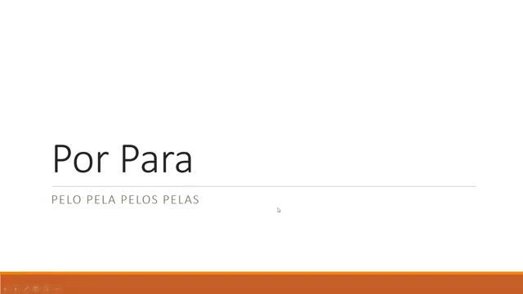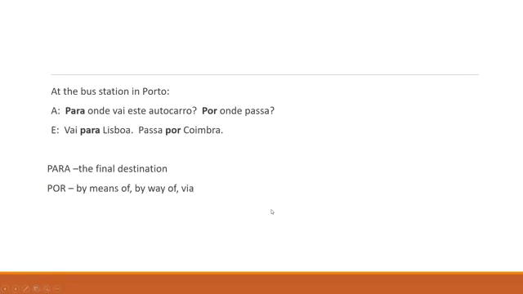Okay, so what's the difference here? First of all, I'll give you some examples to give you some context. Let's say you are at the bus station in Porto and you overheard this conversation. Someone said, "Para onde vai este autocarro? Por onde passa?" And the answer was, "Vai para Lisboa, passa por Coimbra." If you know a little bit about the geography of Portugal, you'll know that to get from Porto to Lisboa, you can go through Coimbra.